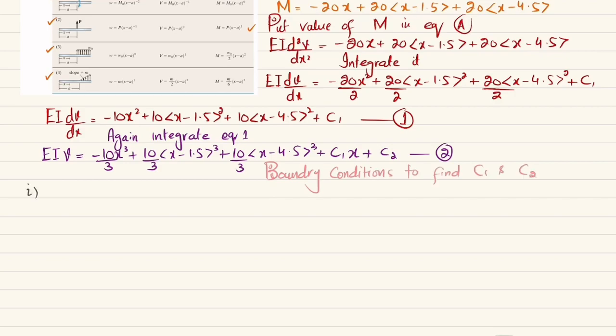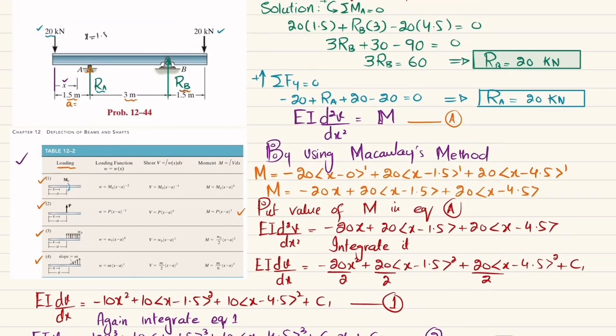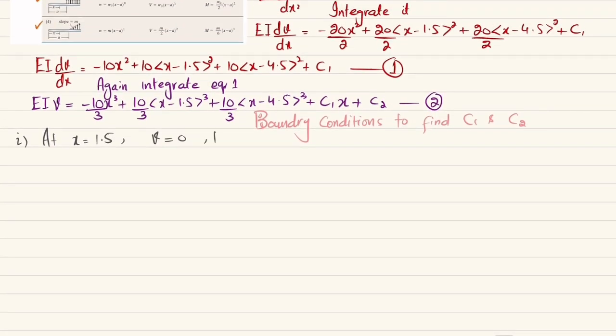The first boundary condition is that at x equal to 1.5 we have displacement equal to 0. I will show you here: at x equal to 1.5 the displacement or deflection is equal to 0 because there is a roller support at point A. So we will put this in equation number 2.